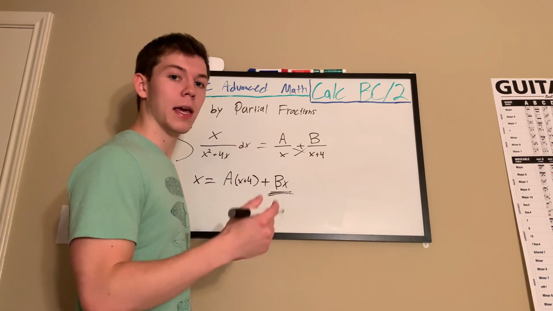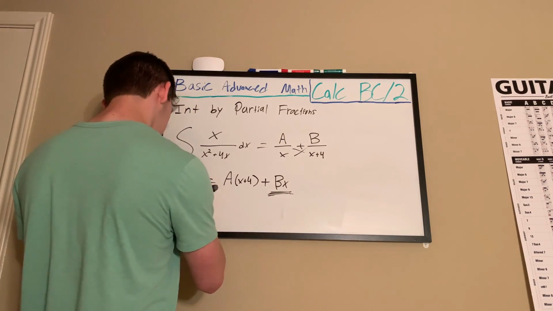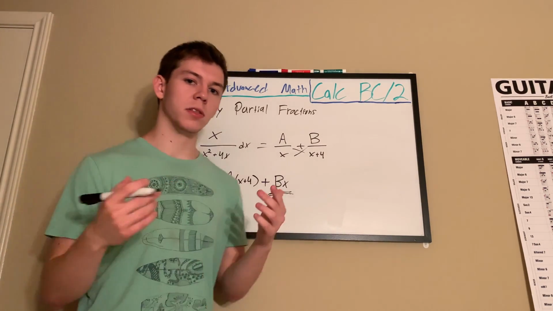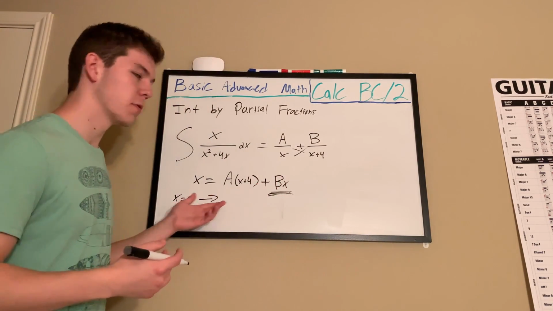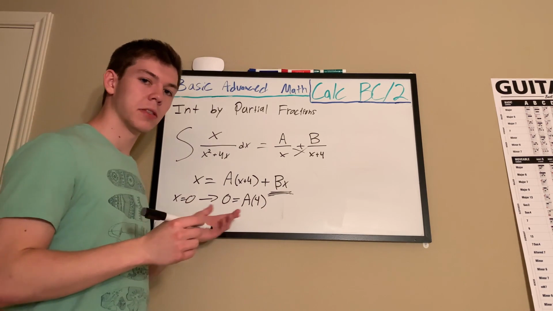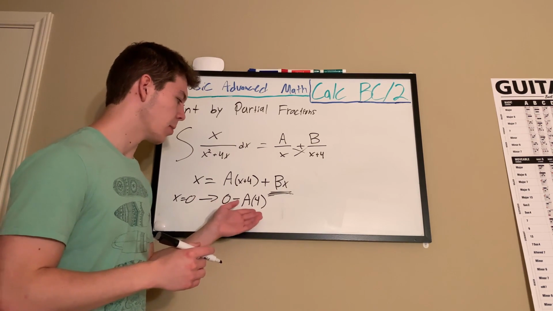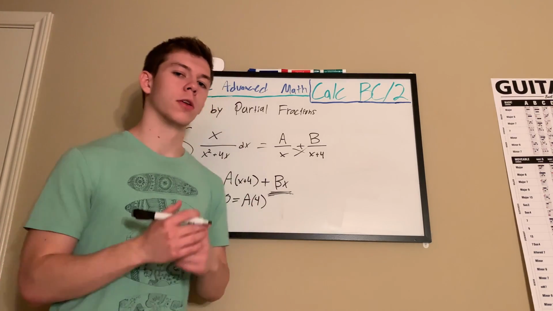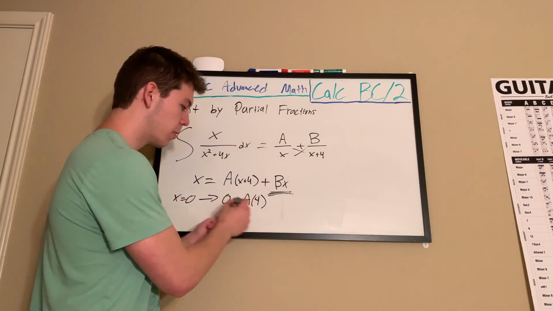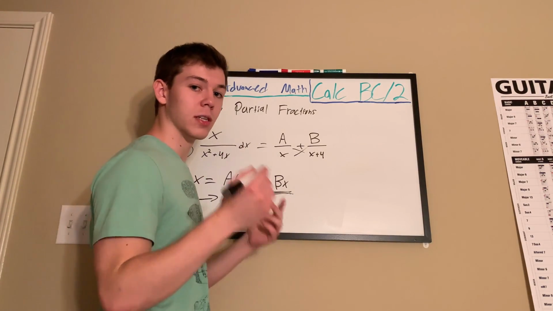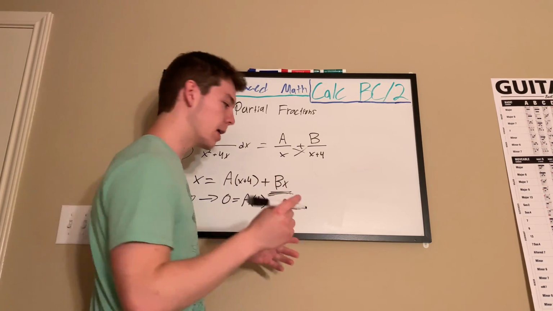So first, to solve for a, we're going to set x equal to 0. Once x is equal to 0, we simply plug it into this first formula right here. So we see that when we plug in x equals 0, we get 0 equals 4a. It's a times 4 plus 0. 4 plus 0 is 0. So we get 0 is equal to 4a. So of course a is equal to 0. And that's going to be our final answer for a.